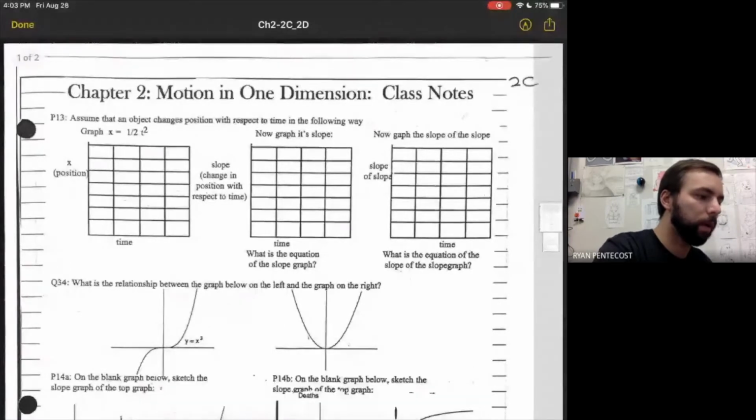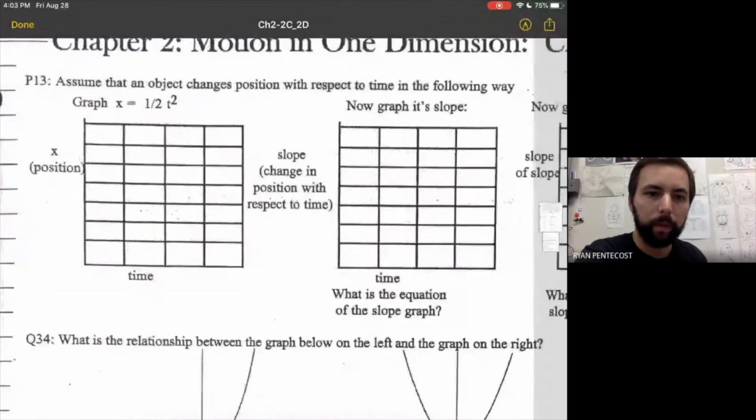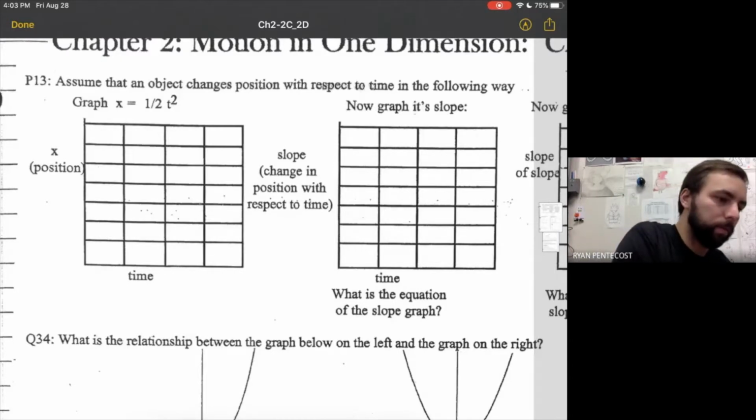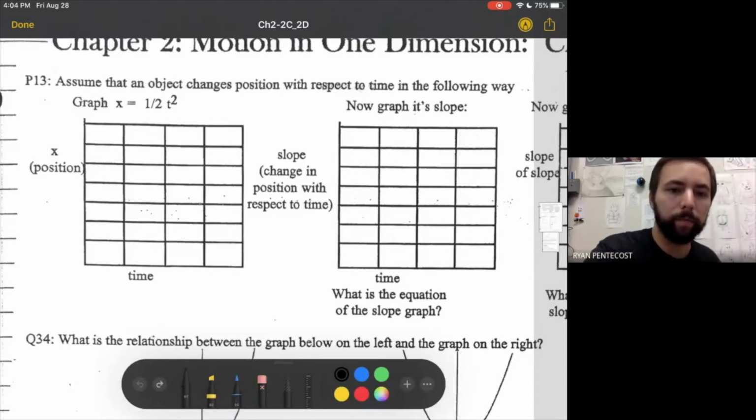Assume that an object changes position with respect to time in the following way. So we're going to graph x equals 1/2 t squared. X is position, t is time. We don't know that it's meters, feet, or seconds, minutes, hours, days. We just know that it is position and time. So let's graph 1/2 t squared.